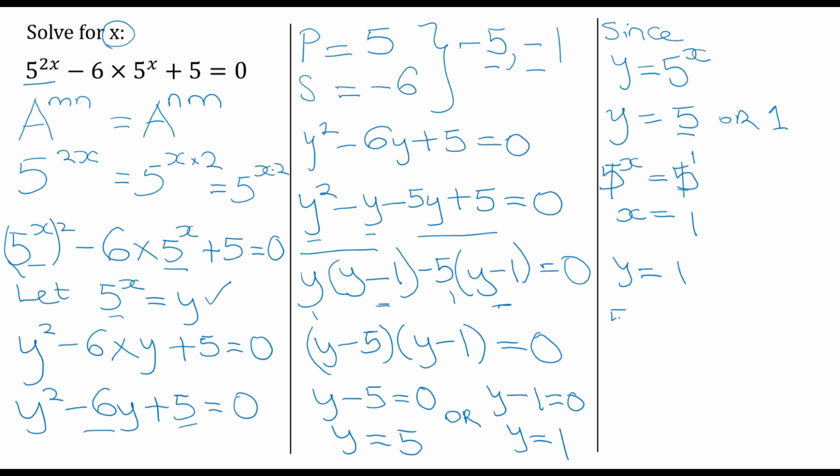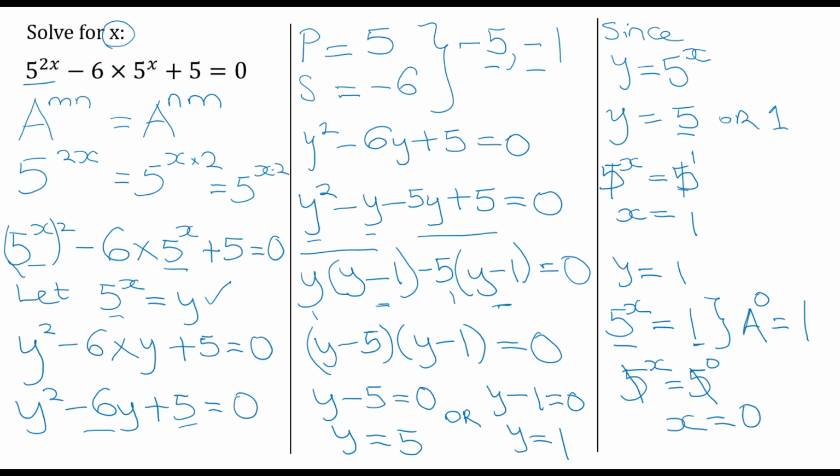What about if y is equal to 1? Remember, we've said that y is equal to 5 to power x is equal to 1. Remember a principle that states any base raised to power 0 is equal to 1. But in our case, the base is 5. Therefore, this other one should have the base of 5, so 1 is equal to 5 to power 0. Cancelling them out, you are left with x being equal to 0. Therefore, the values of x are 0 and 1.